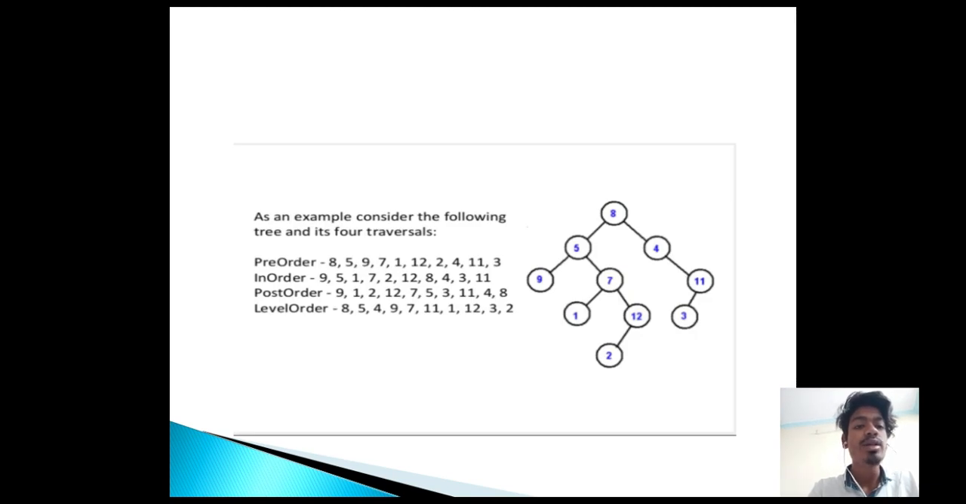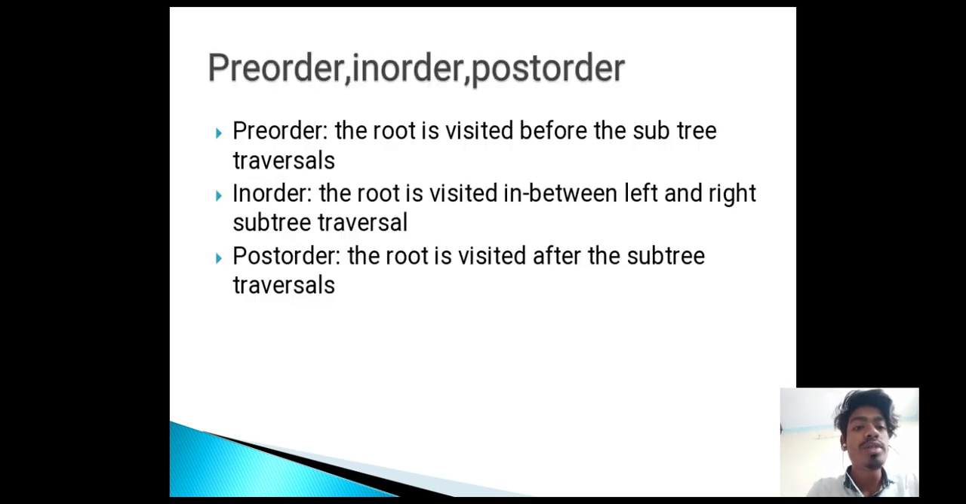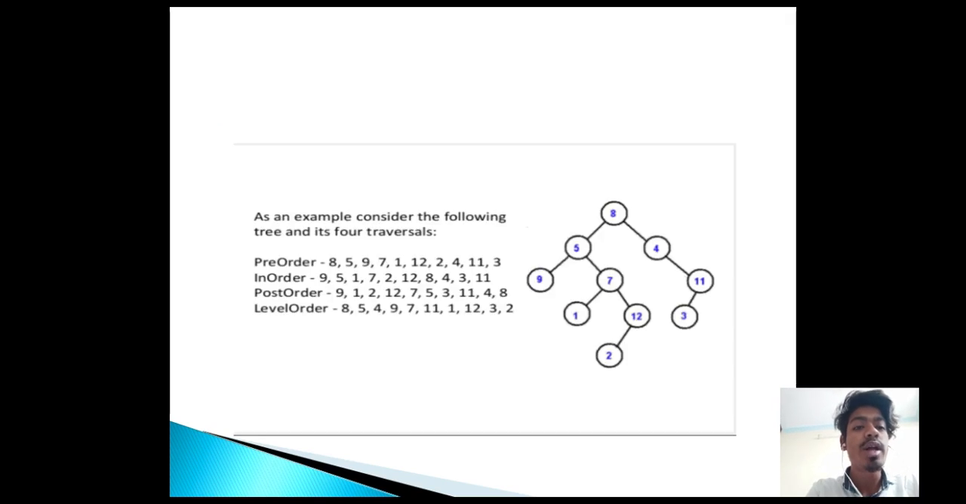As an example, consider the following tree and its four traversals. How the pre-order comes is shown in the example. So what is pre-order? The root is visited before the subtree traversal. Here we can see the subtree traversal. The root is visited. The pre-order is 8, 5, 9, 7, 1, 12, 2, then 4, 11, 3. It will go one by one, edge to edge, before the subtrees.